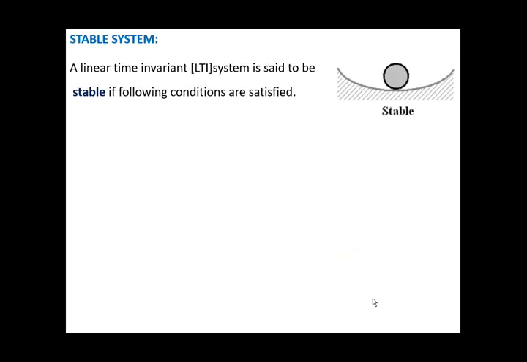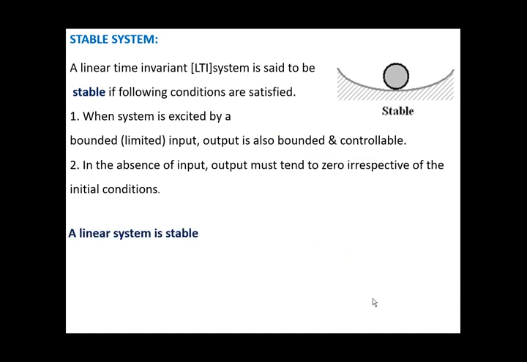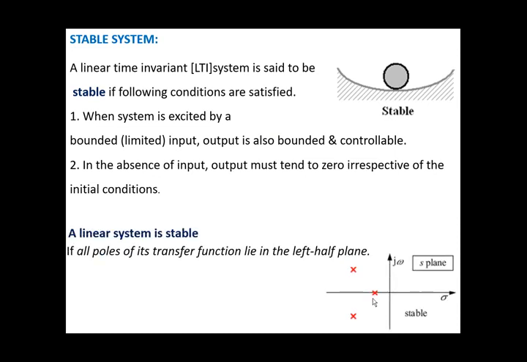Let us see what we mean by a stable system according to control systems. When the system is excited by a limited input, the output is also bounded and controllable. Here the input is force, you are applying the force. Initially it changed its position, later it comes to the same position. It was bounded. It is not going beyond the limit. It is within the limit itself. In the absence of input, if you don't apply any force on this ball, it will be in the same state, that is the 0 state.